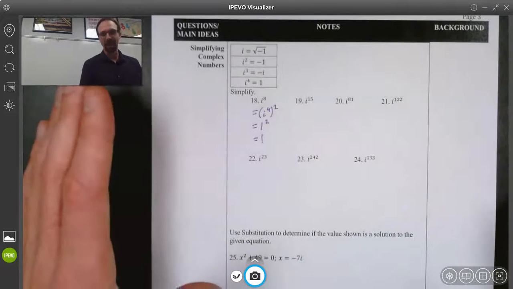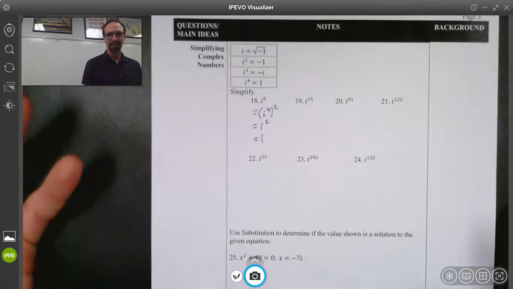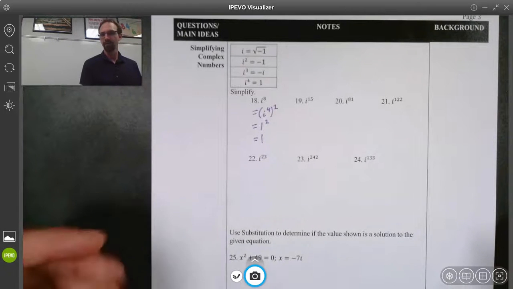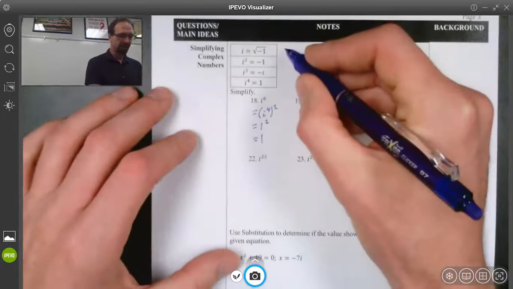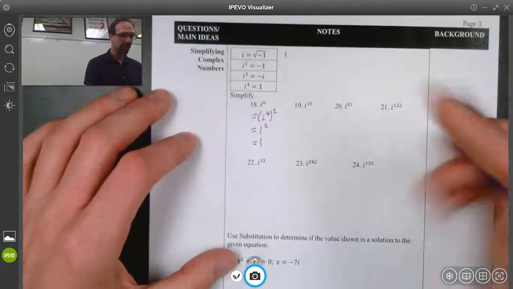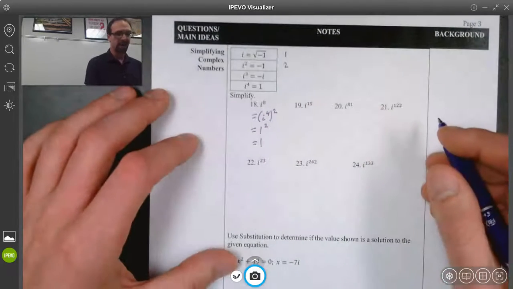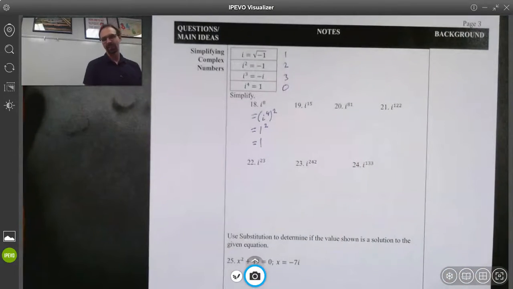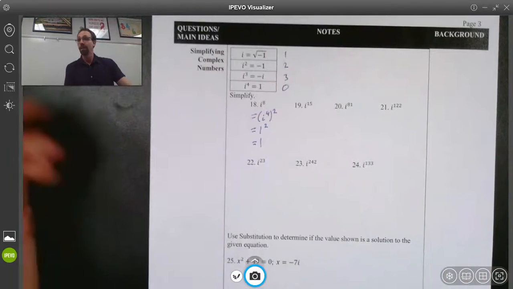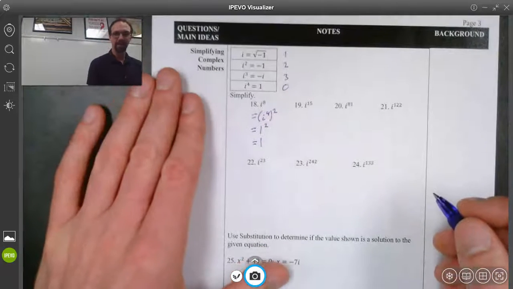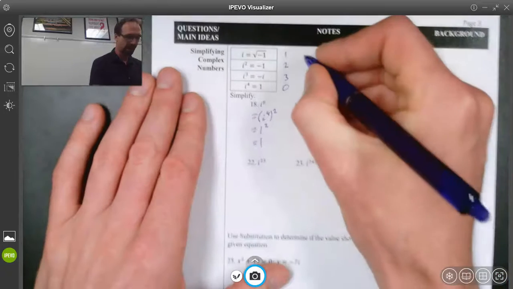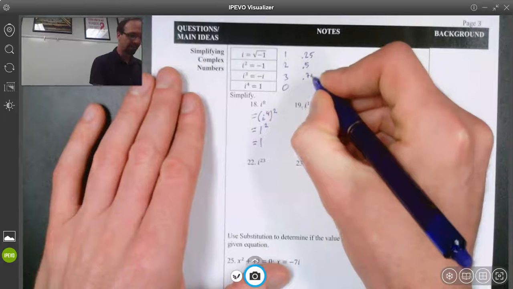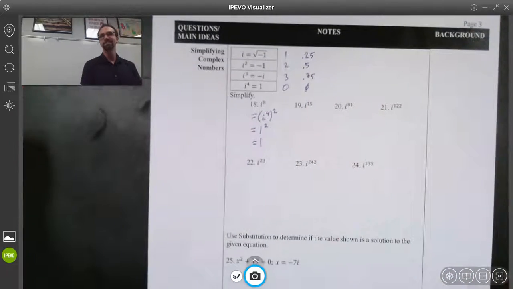What I really care about is looking at the number that I'm raising i to. If I divide that by 4, what's left over? If I have just 1 left over, then it's going to be i. If I have 2 left over, then it's going to be negative 1. If I have 3 left over, then it's going to be negative i. And if I don't have anything left over, then I have 1. Another way of thinking about this is if I divide it by 4, what's my decimal? Do I get 0.25, 0.5, 0.75, or no decimal at all?